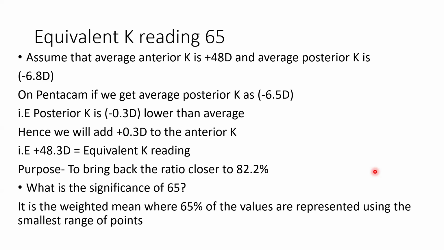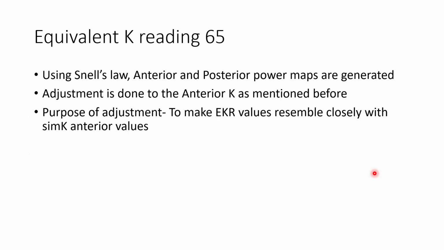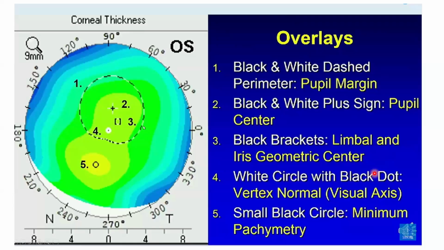What is the significance of the 65 in this? The 65 means that it is the weighted mean where 65% of the values are represented using the smallest range of points. So how do we get the equivalent K reading? Using Snell's law, we measure the anterior and the posterior power maps. Adjustment is done to the anterior K as mentioned before. And the purpose of this adjustment is to make the EKR values resemble closely the SimK anterior values.